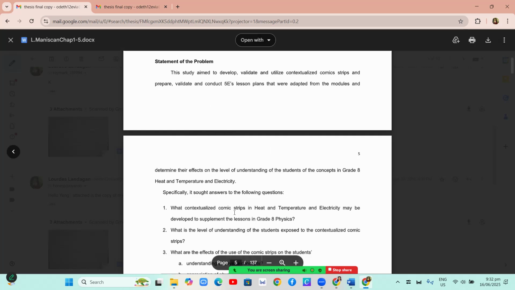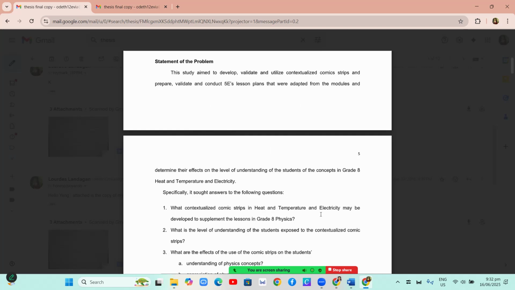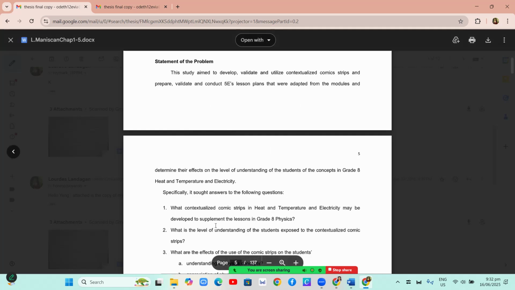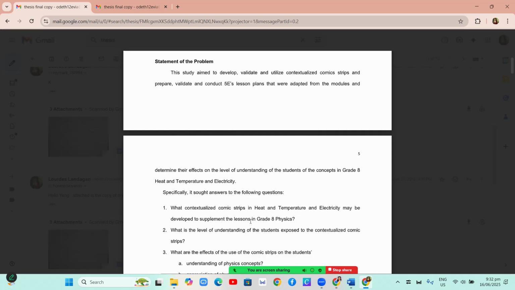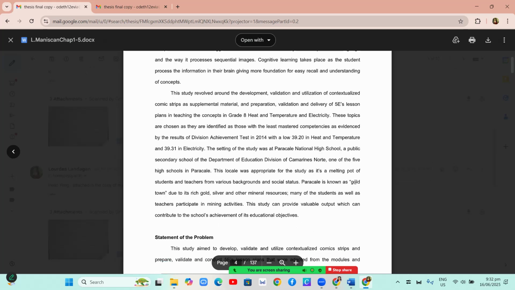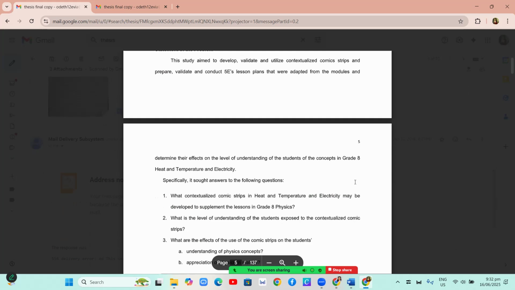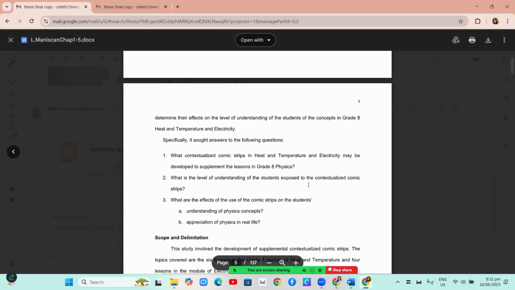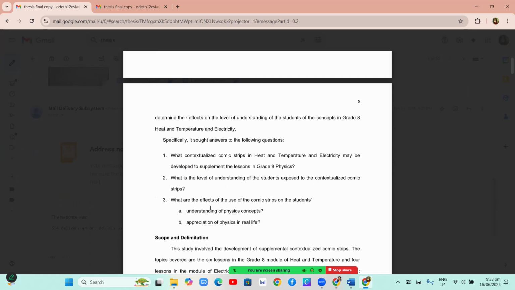Number one, what contextualized comic strips in heat and temperature and electricity may be developed to supplement the lessons in grade 8 physics? And the number two question is, what is the level of understanding of the students exposed to the contextualized comic strips? And the number three question is, what are the effects of the use of the comic strips on the students' A, understanding of physics concepts, and B, appreciation of physics in real life?